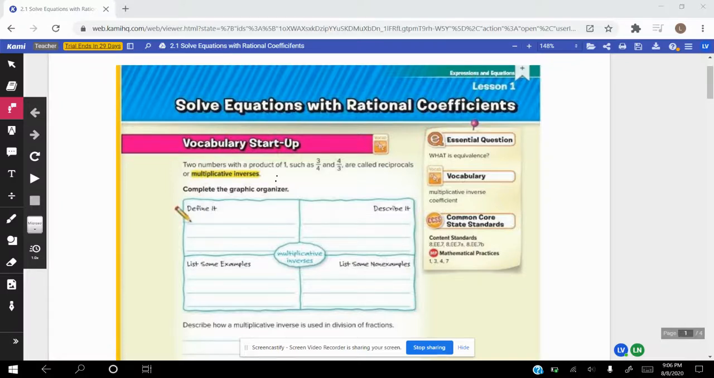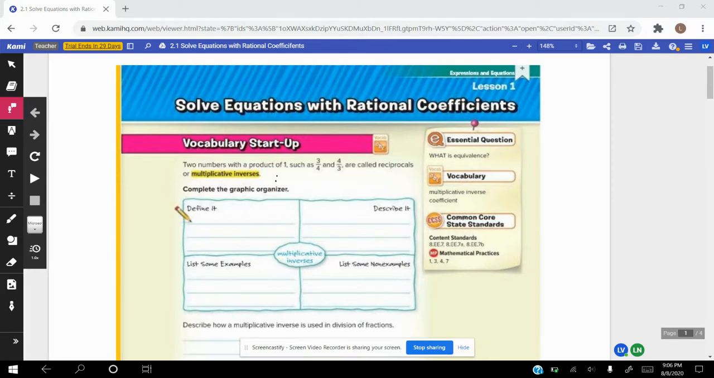Solve equations with rational coefficients. Vocabulary startup. Two numbers with a product of 1, such as 3/4 and 4/3, are called reciprocals, or multiplicative inverses. So we're going to complete the graphic organizer.